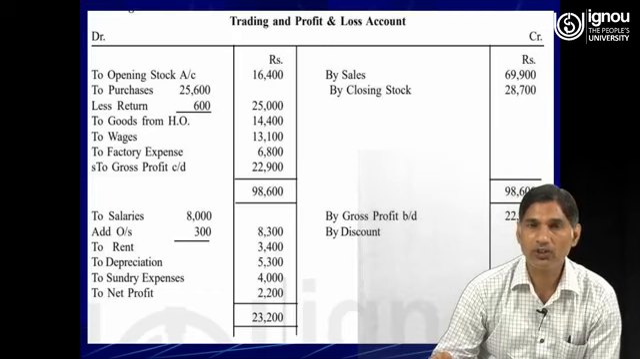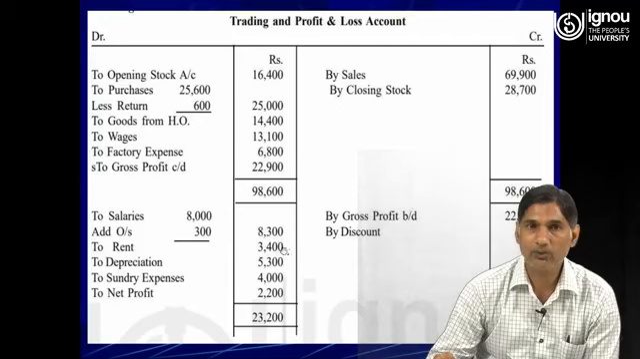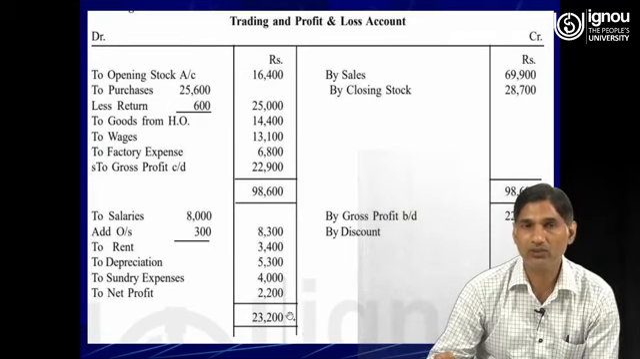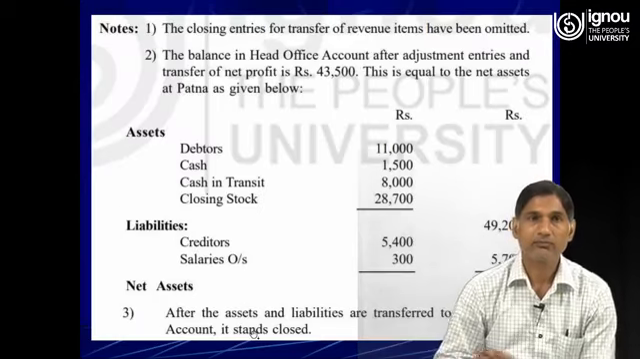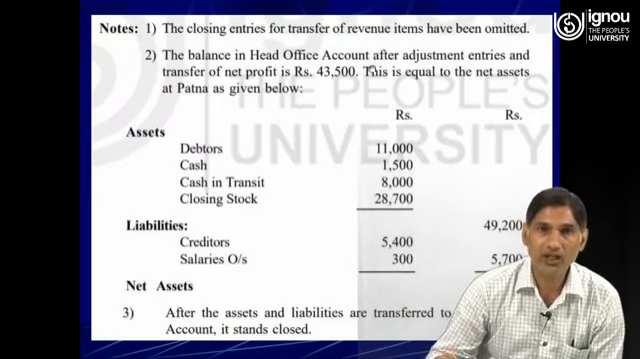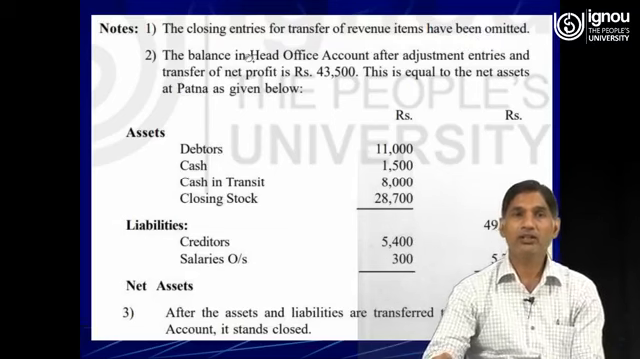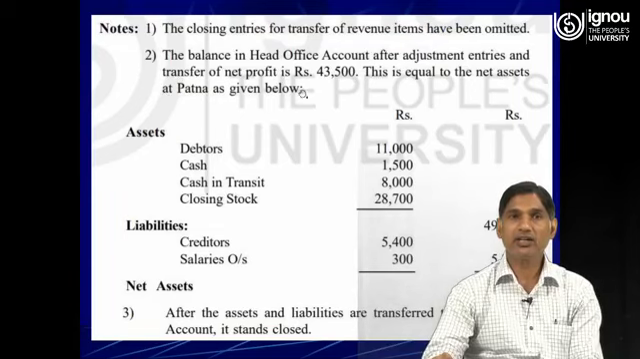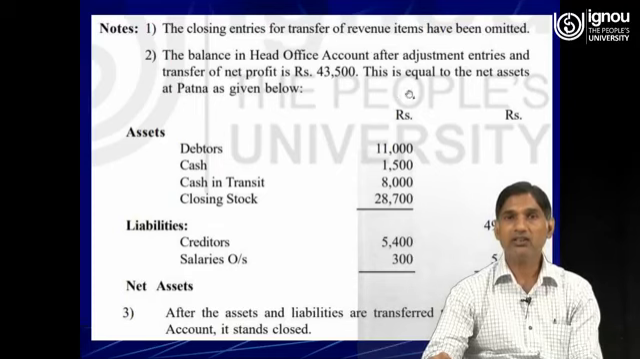So out of 23,200, if we subtract the total of the debit side up to this, one, two, three, four, this total of four items, the balancing figure will be 2,200 in the form of net profit. So total is 23,200. Now the closing entries for transfer of revenue items have been omitted. The balance in the head office account after adjustment entries and transfer of net profit is rupees 43,500. This is equal to the net assets at Patna branch given below.